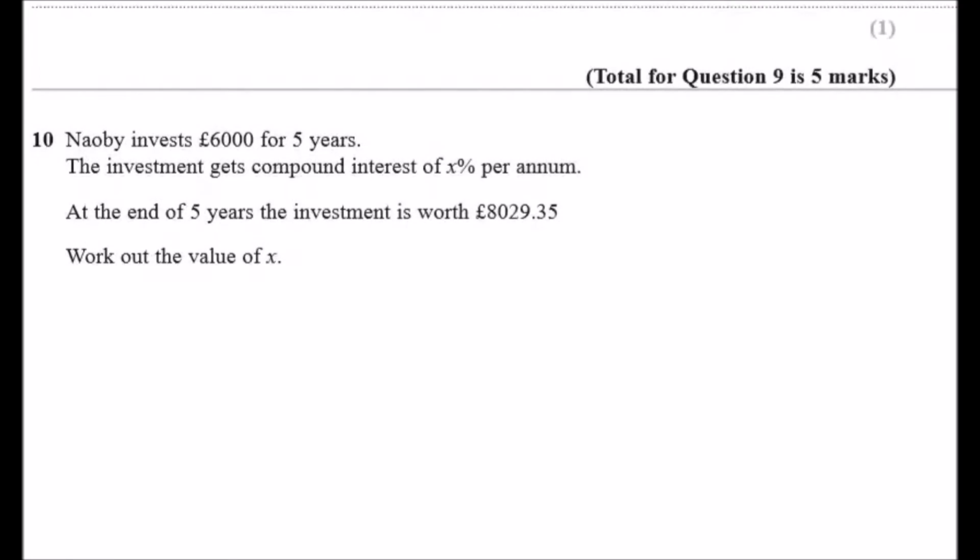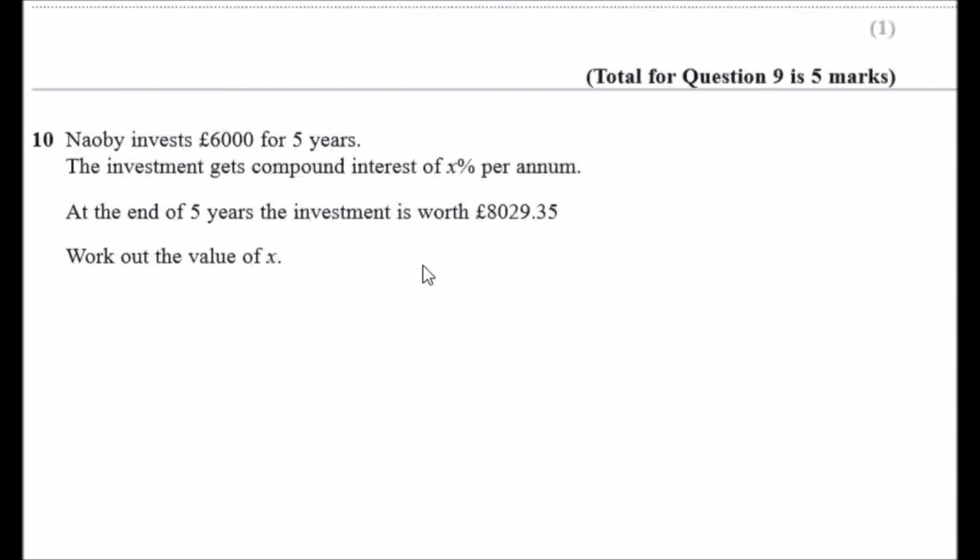Okay, number 10 now. Back to some simple maths, yeah? So now we invest £6,000 for 5 years. And whoever's got this name, I apologize if I pronounced it wrong. This name is really cool. So the investment gets compound interest of X% per annum. At the end of 5 years, the investment is worth £8,029.35. Work out the value of X.